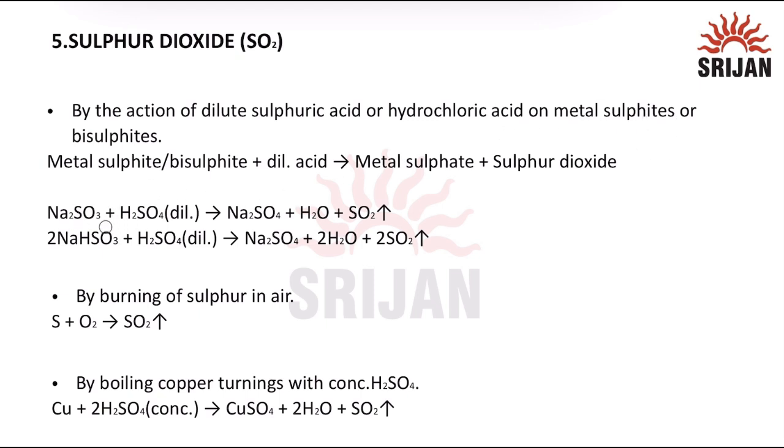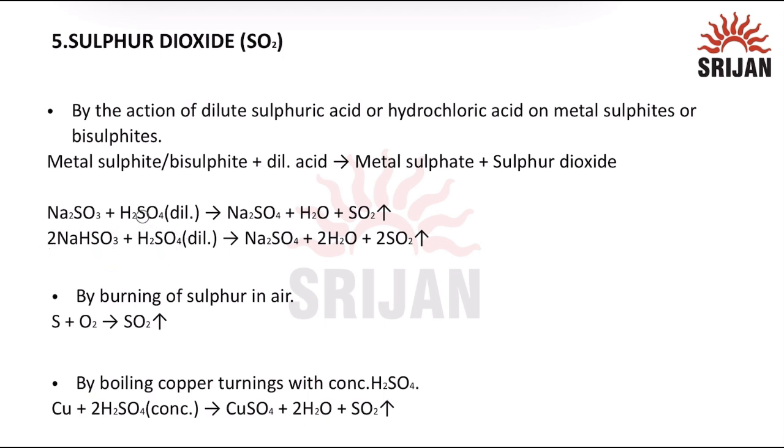So, here as you can see in the first case, we are taking sulfuric acid H2SO4 and metal sulfite Na2SO3. When these two mix, what will happen? This SO3 is replaced by SO4. But this SO3 will not leave as SO3, it will leave as SO2 again because SO2 is more stable than SO3. Same thing will happen in hydrogen sulfite as well.